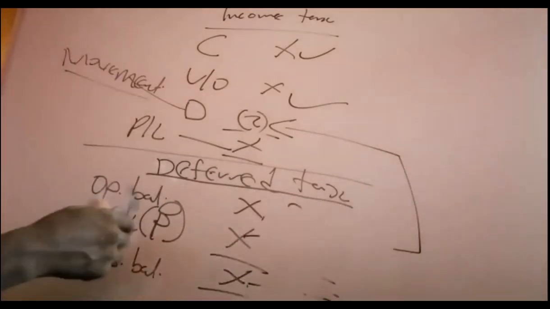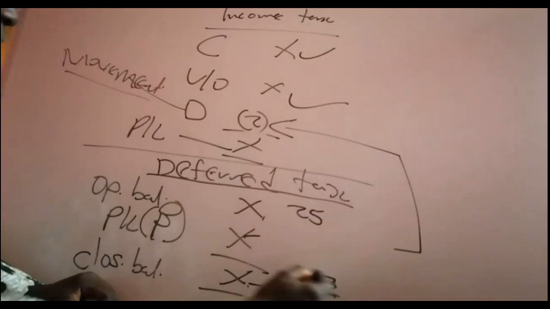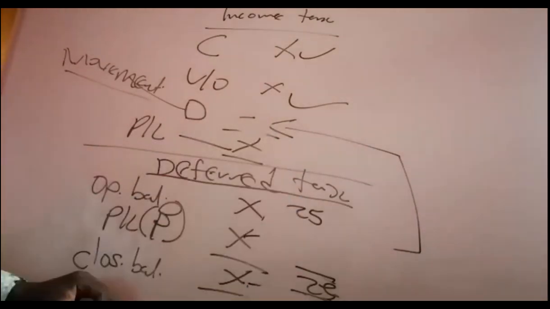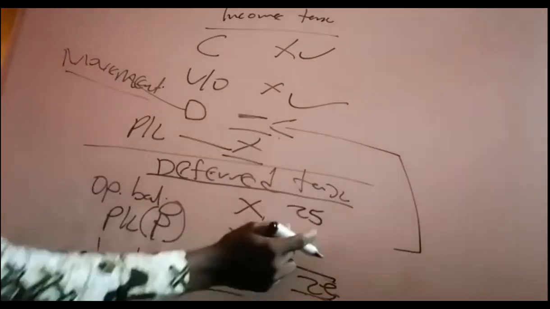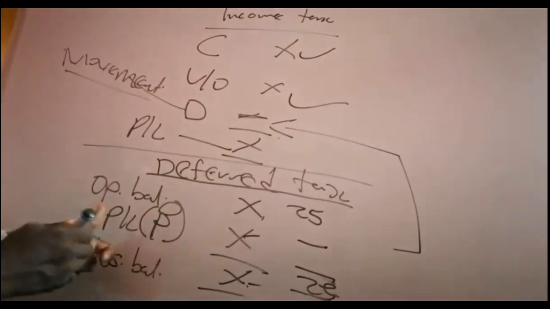What if the opening balance is 25, closing balance 25? What will happen? Both the opening and closing balance are the same. That means nothing goes here. Dash. There's no movement. Here there's no movement. So dash and dash. Still, this figure will go to non-current liability because there's a figure there. That's all. Now let's continue.